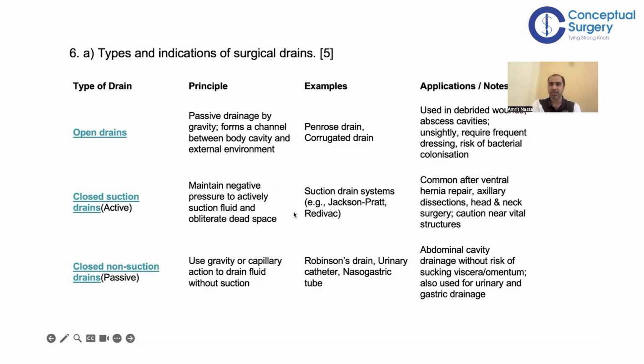be very good. Then give examples of each, like a Penrose drain or a corrugated tube drain, which we put in surgical wounds, even intra-abdominally. They are open drains. Closed suction drains, JP drain or Romovac drain, they have an inherent suction. Non-suction drains are your normal SPC catheter, pigtail drain, any tube drain, nasogastric, urinary catheter. They are all non-suction drains.